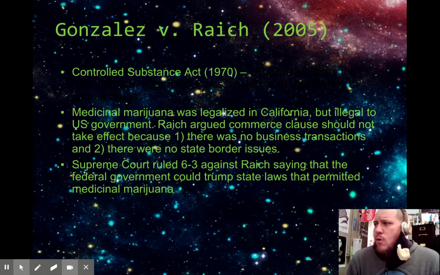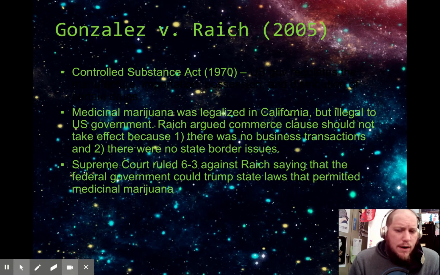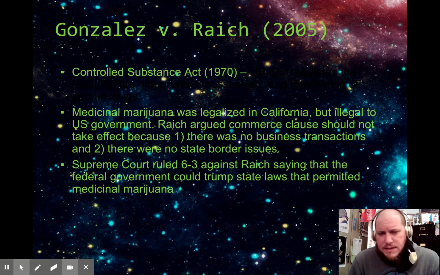But the Supreme Court looks at this and uses this case as a lens to kind of roll back some of the medicinal marijuana laws that other states had passed. And on a 6-3 decision, the Supreme Court ruled that the federal government could overturn state laws or shut down state laws that permitted medical marijuana because of the Controlled Substances Act.